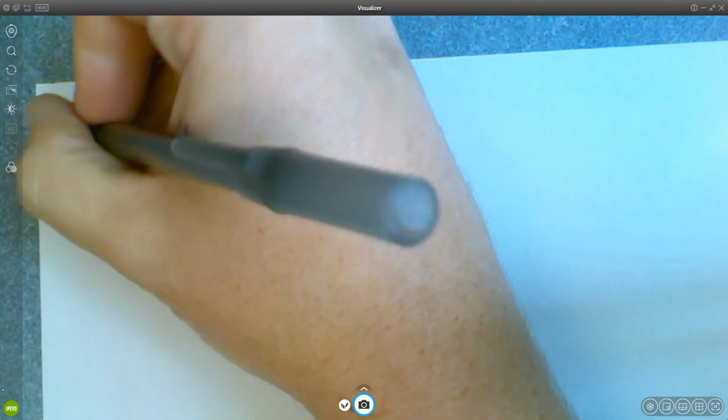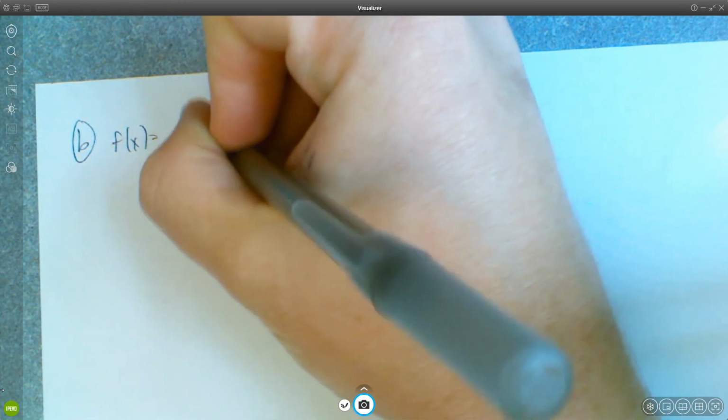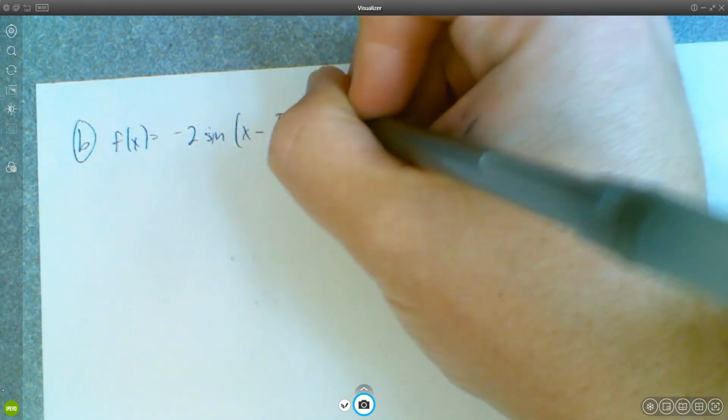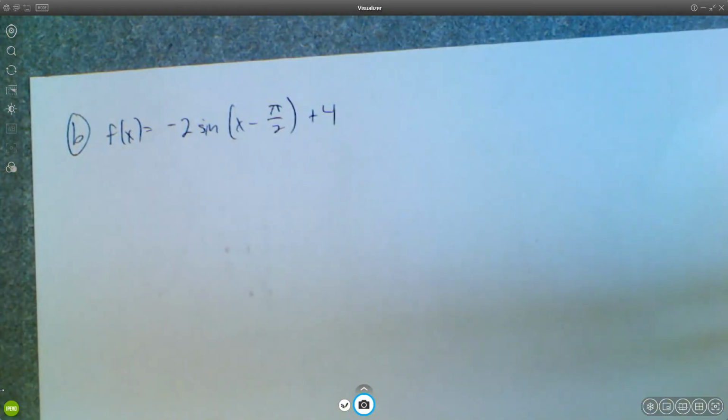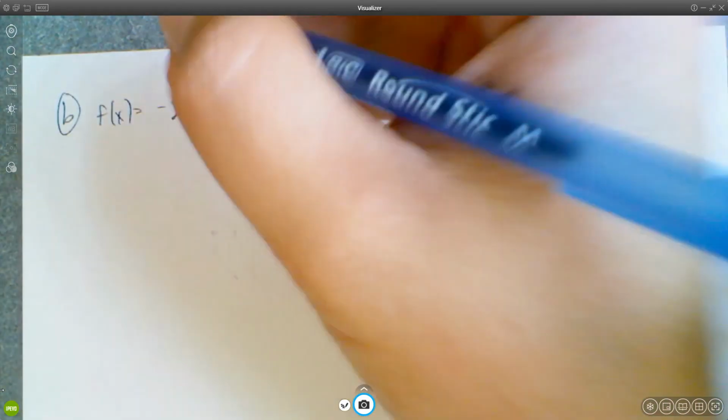One more. I'll let you work on this one. So let's do f of x equals negative 2 sine of x minus pi over 2 plus 4. So go ahead and give the video a pause. See if you can work that one out. Alright, here's my solution. No change in period on this one, so that's kind of nice.